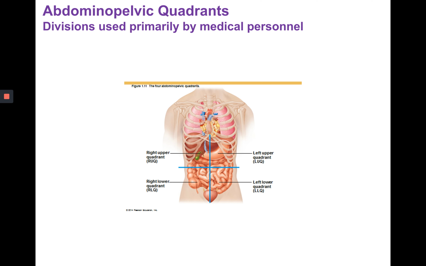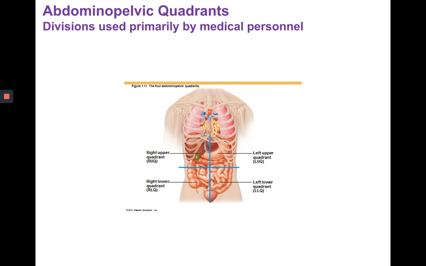Another thing we want to look at is abdominal pelvic quadrants. Quadrants are pretty simple, and they're used primarily by medical personnel as a really quick and easy way to find a large area where a wound or an injury is located. For example, if I said that the injury is located in the right upper quadrant, that's an area in the abdominal pelvic region where I am more likely to find the wound, but it's still a large area. Same thing goes for left upper quadrant, left lower quadrant, and right lower quadrant.